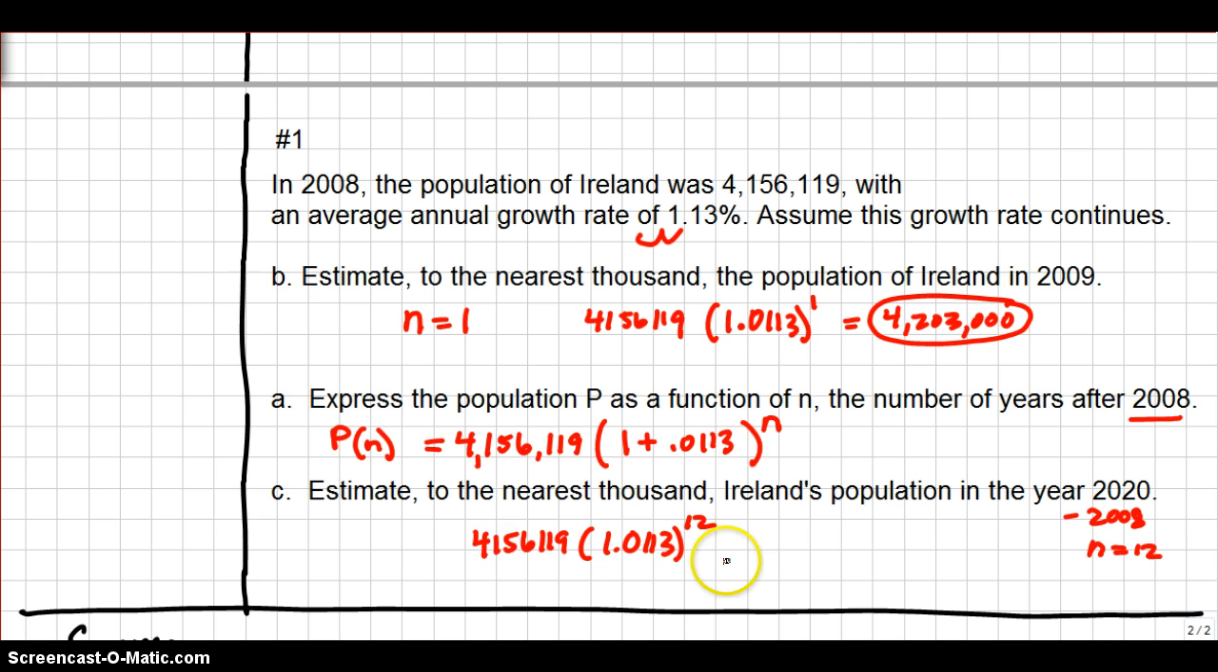If you don't have a calculator that shows all the steps as you go, you would do the 1.0113 to the 12th first, take your answer and multiply by the 4 million. When you type all that in, you should get approximately 4,756,000.